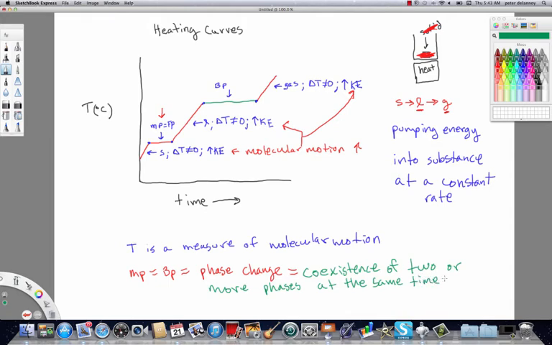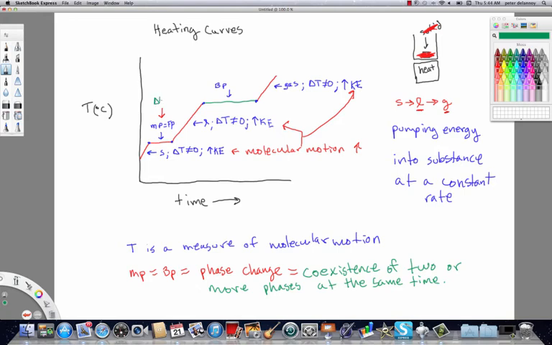So when you see that pot of water boiling on your stove just before you throw the pasta in, you are actually witnessing the coexistence of the gas and the liquid at the same time. Looking here at the melting point, you have the coexistence of the solid and the liquid at the same time. And at the boiling point, you have the coexistence of the liquid and the gas at exactly the same time.